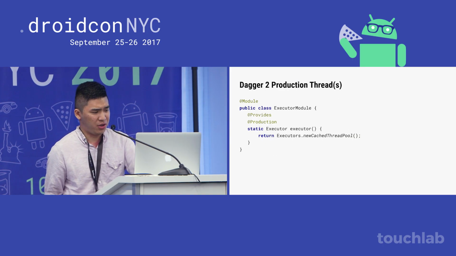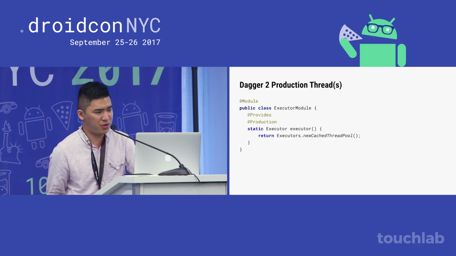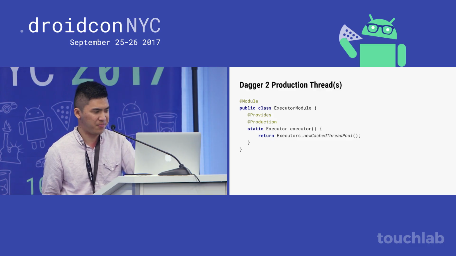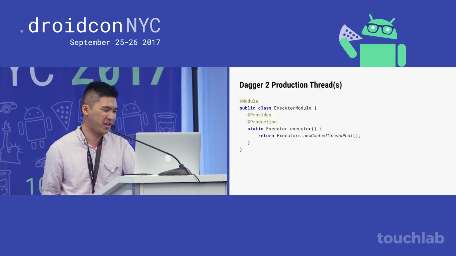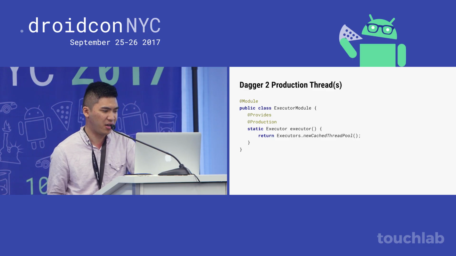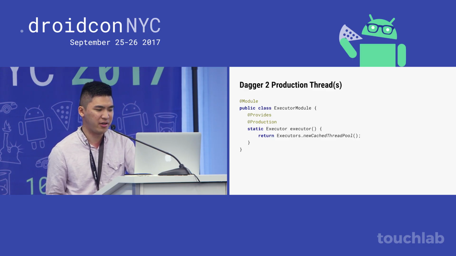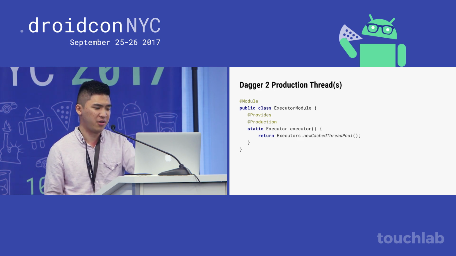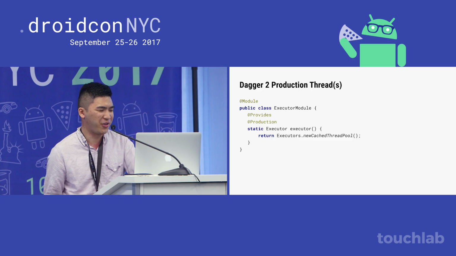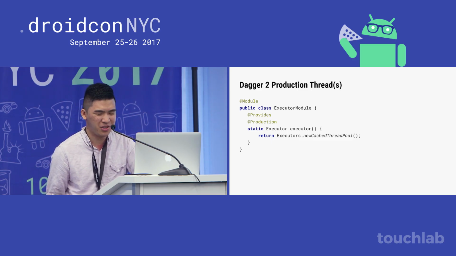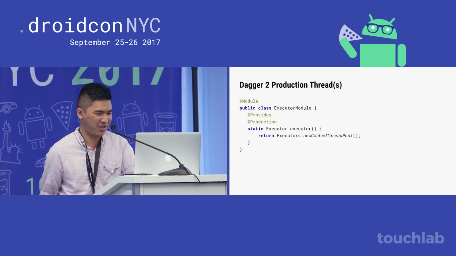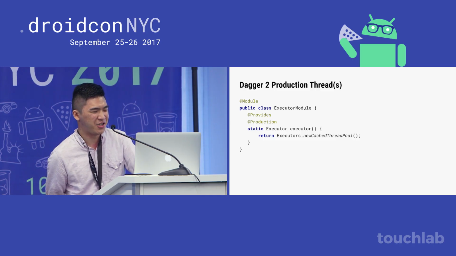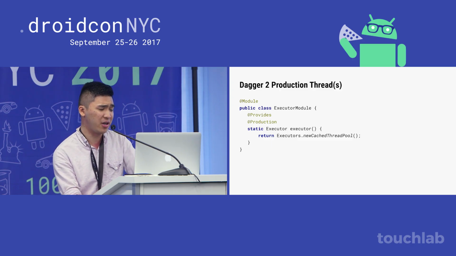So I skipped over something earlier. With your production component, you have to specify an executor module, and the real thing you have to specify is this annotation called @Production, which specifies the thread that your dependencies will be created on. I think the default one that they show in the docs is this cached thread pool. I'm not going to go into details, but basically it'll create multiple threads to create your dependencies on.